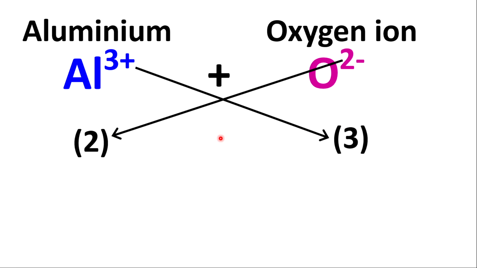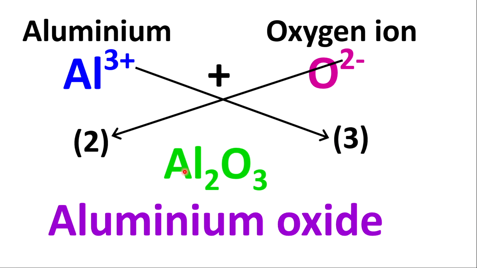Now to get this formula, we require 2 atoms of aluminum and 3 atoms of oxygen. So therefore, the formula will be Al2O3 for aluminum oxide.